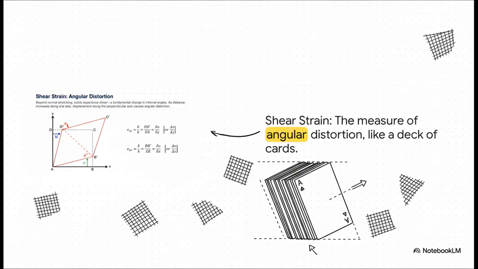The other type is a little different. It's called shear strain, and this one isn't about length, it's all about angles. The best way to picture this is with a deck of cards. You know, if you put it on a table and just push the top card sideways, the whole deck leans over. See how those perfect right angles at the corners get all skewed? They're not 90 degrees anymore. That change in the angle, that's shear strain.